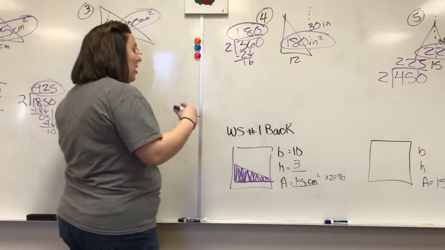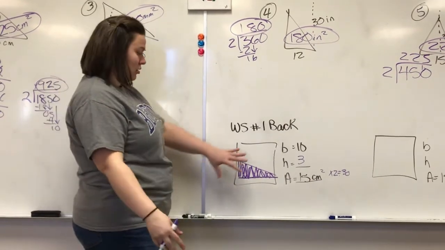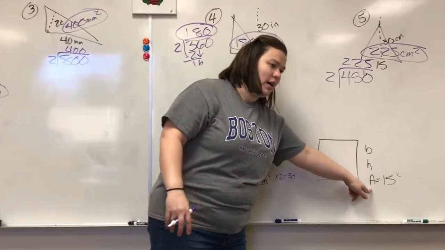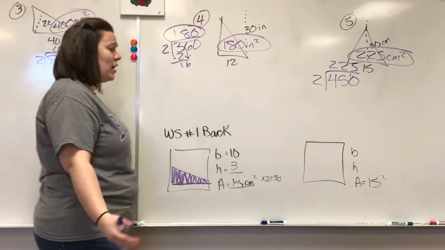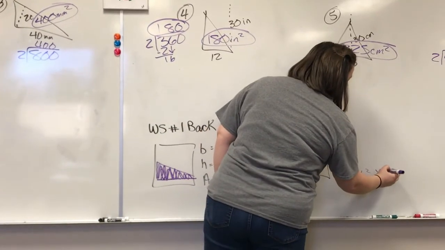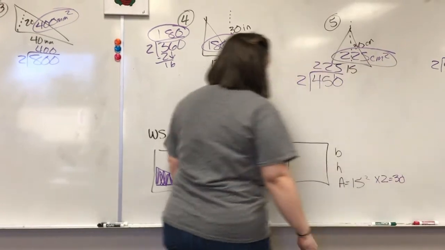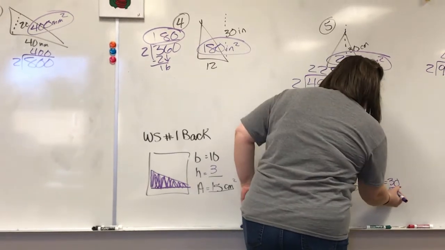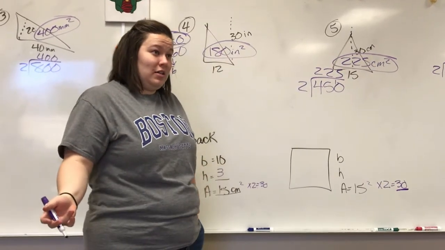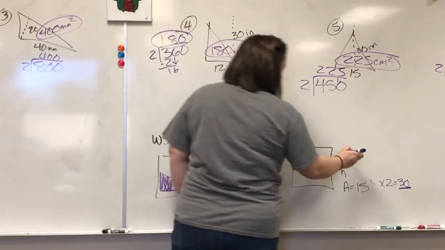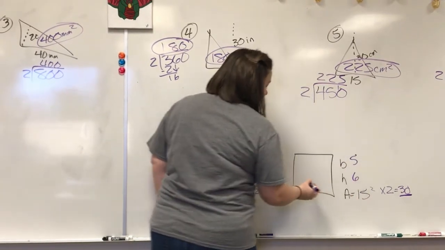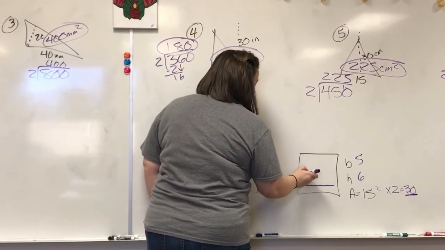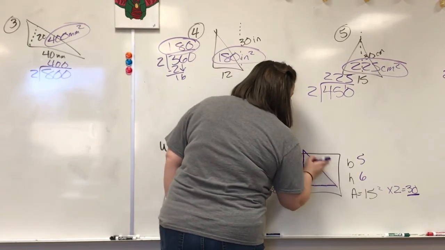Then it wants you to come up with a different arrangement of numbers to get the area of 15. Times 2 equals 30. 10 times 3 was already used to get 30. Something times something gets you 30 as well. Let's say 5 times 6. And then you just draw it. 1, 2, 3, 4, 5. 1, 2, 3, 4, 5, 6. Color it in.